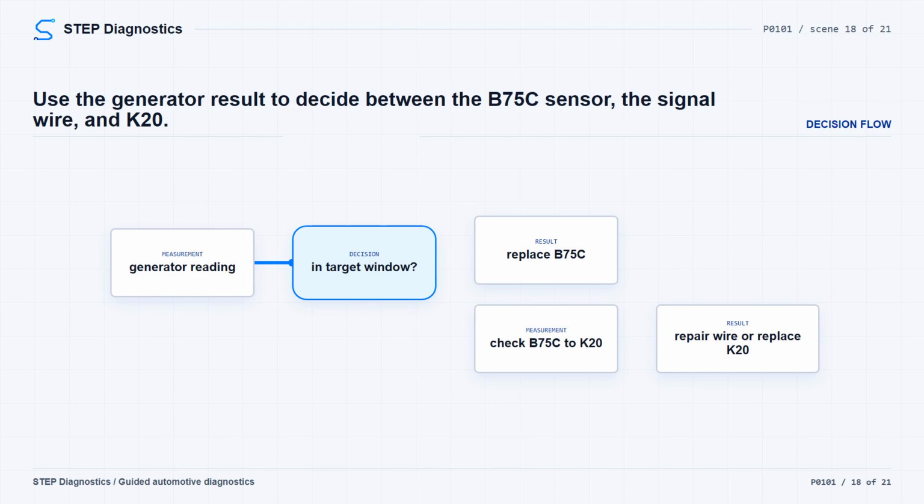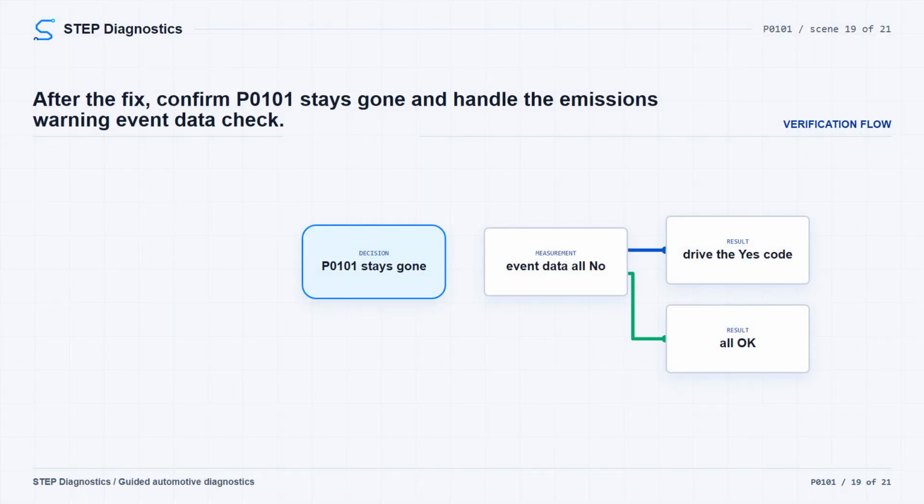If it is not in that range, turn the vehicle off, disconnect the proper K20 connector, and check the signal circuit between B75C and K20 for less than 2 ohms. If it is 2 ohms or greater, repair the open or high resistance in the circuit. If it is less than 2 ohms, replacement of the K20 engine control module is supported. If the scan value is between 4950 and 5050 Hz, replacement of the B75C multifunction intake air sensor is supported. After completing the repair, verify the repair and confirm the code stays gone.